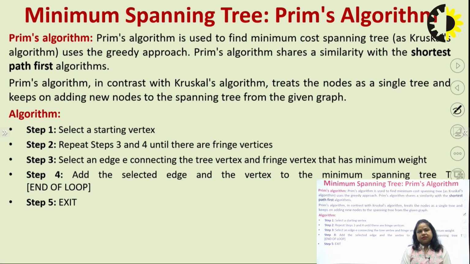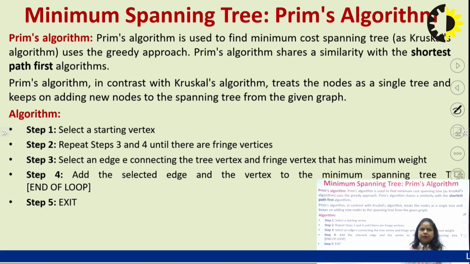there are various algorithms on the basis of which we calculate the minimum spanning tree of a graph. So the first algorithm is Prim's algorithm. Prim's algorithm is used to find the shortest or the minimum cost spanning tree of a graph. Generally, it uses the greedy approach.